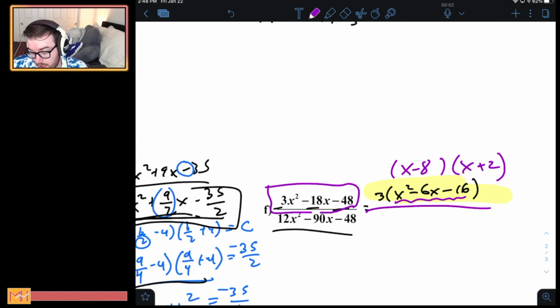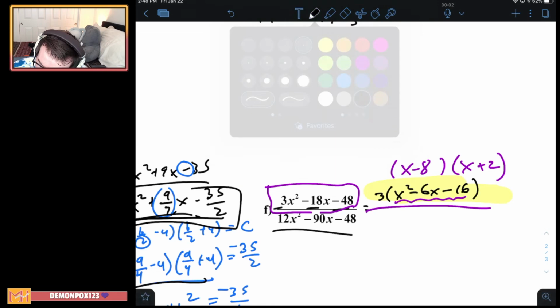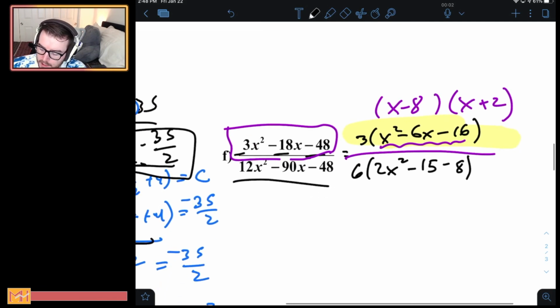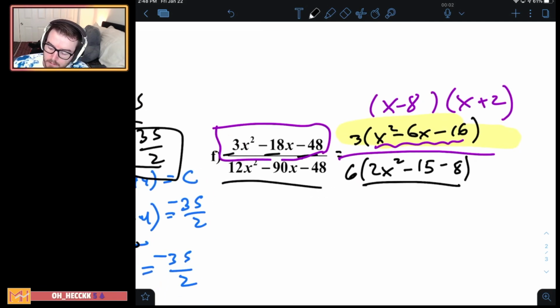12 is divisible by 6, and so is 48. 48 is 6 times 8. Is 90 divisible by 6? Let me check a calculator. Yeah, 90 is divisible by 6. It's 15. So we can yank a 6 out of each of these, and we're left with 2x squared minus 15x minus 8. Nice, right? Now this is a little bit easier to factor. You get rid of those big numbers.